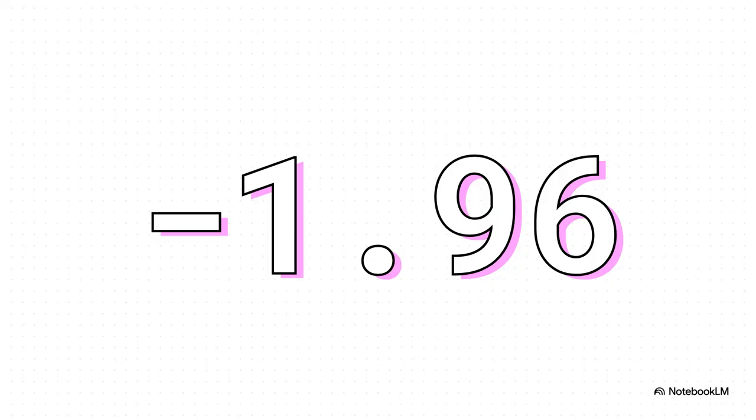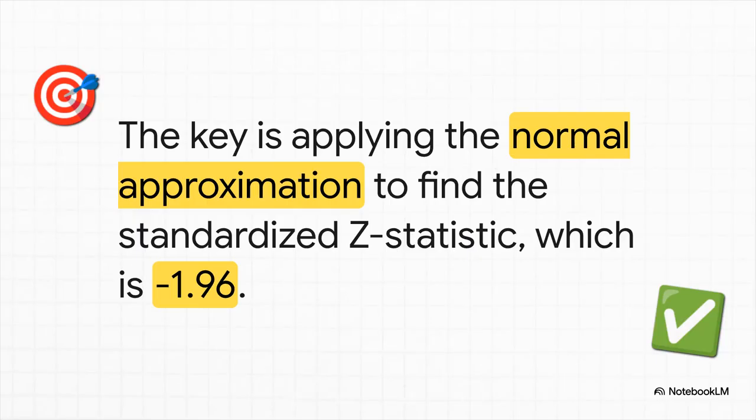And when we run all those numbers, we get our answer. The standardized test statistic we were looking for is -1.96. So, the correct choice is D. And the big takeaway here isn't just remembering how to do the math. It's knowing that for this kind of test, we can use what's called a normal approximation to get a standardized Z-score. That's the key that unlocks the whole problem.